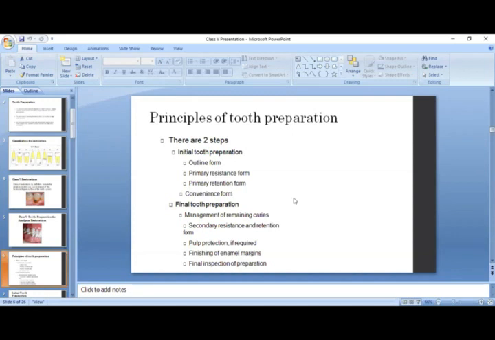The second stage is the final tooth preparation. First of all is the management of the remaining caries. How are you going to remove the carious agent? This is again the rule of thumb. Please keep in mind that you are not supposed to leave any of the carious agent remaining on the tooth structure, no matter what. If you leave any of the carious region on the tooth structure, that causes much harm to the tooth structure. First of all, it causes the progression, the increase of the carious region.